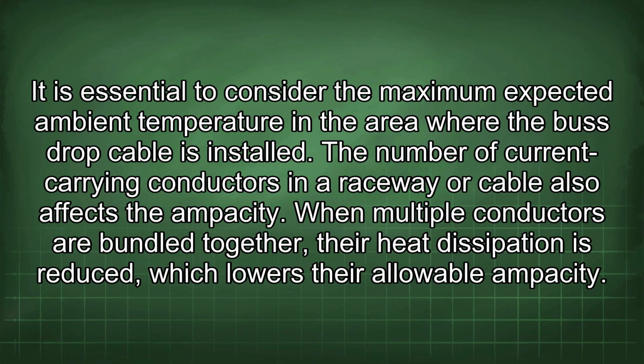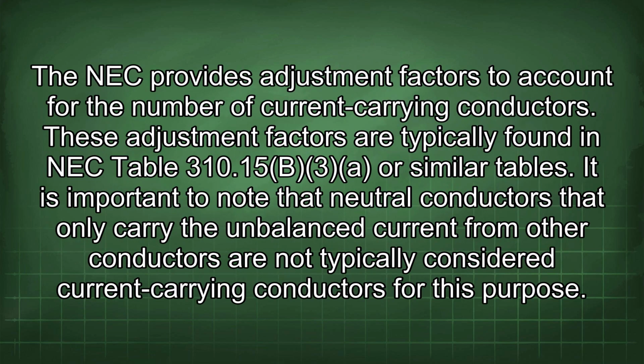When multiple conductors are bundled together, the heat dissipation is reduced, which lowers their allowable ampacity. The NEC provides adjustment factors to account for the number of current carrying conductors. These adjustment factors are typically found in NEC Table 310.15(B)(3) or similar tables. It is important to note that neutral conductors that only carry the unbalanced current from other conductors are not typically considered current carrying conductors for this purpose.